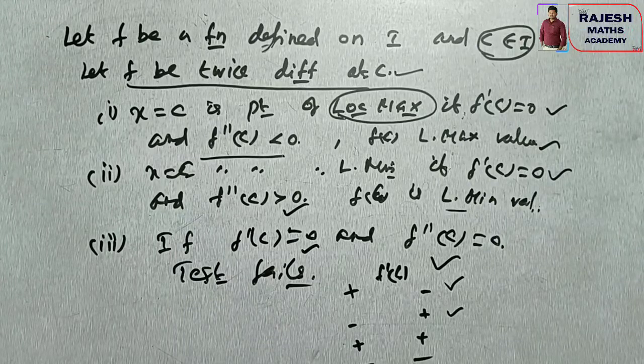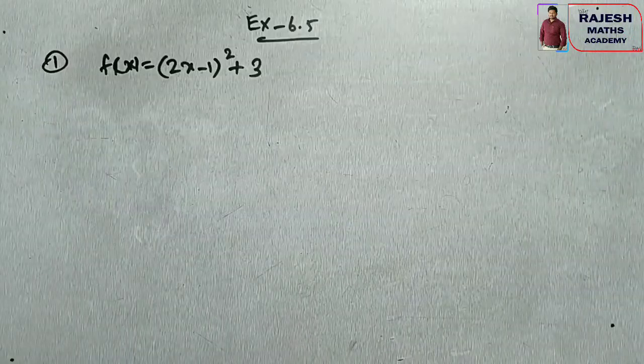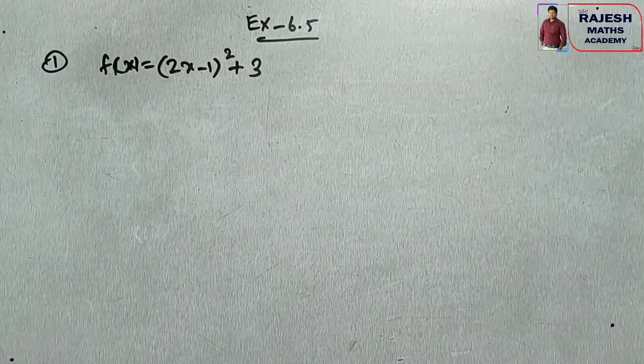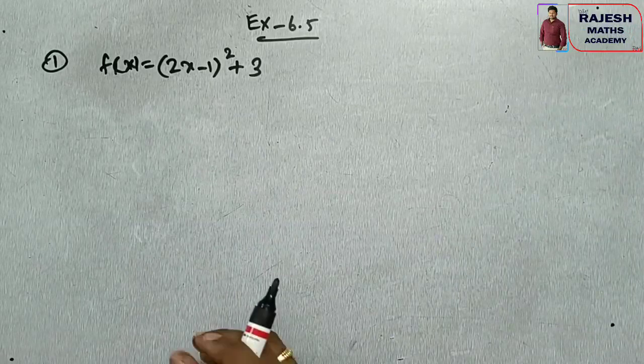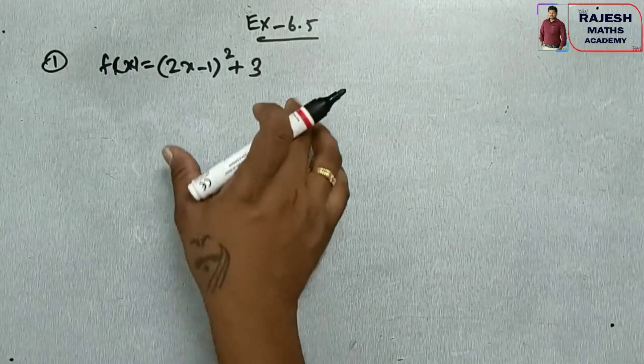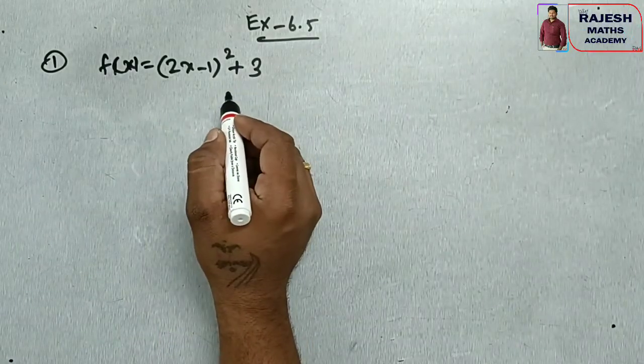Exercise 6.5. First question we will see now. It is given f of x equal to (2x minus 1) whole square plus 3. So we are going to find the maximum value and minimum value for this, if available.